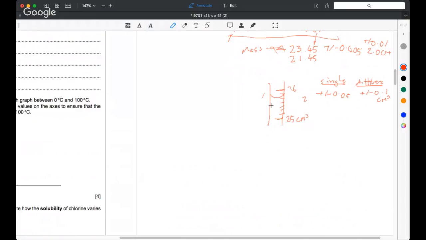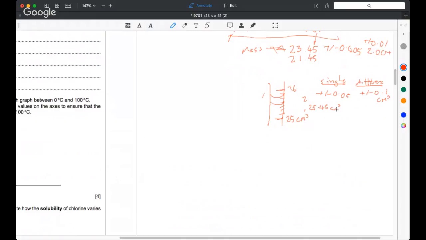It's all badly drawn. So you can actually see in between those. So your measurements here would be 25.45 centimetres cubed for an individual measurement, plus or minus 0.05, and then for the difference, you're going to have plus or minus 0.1.